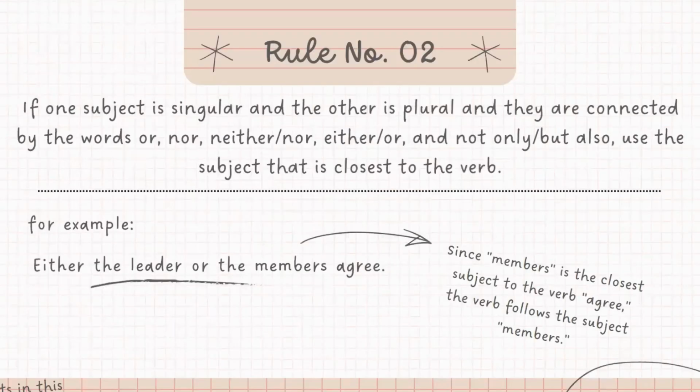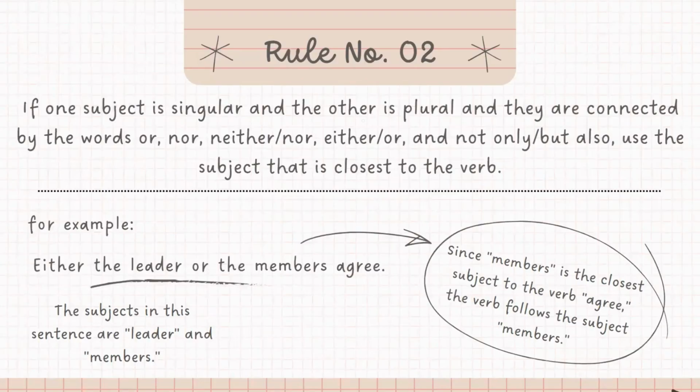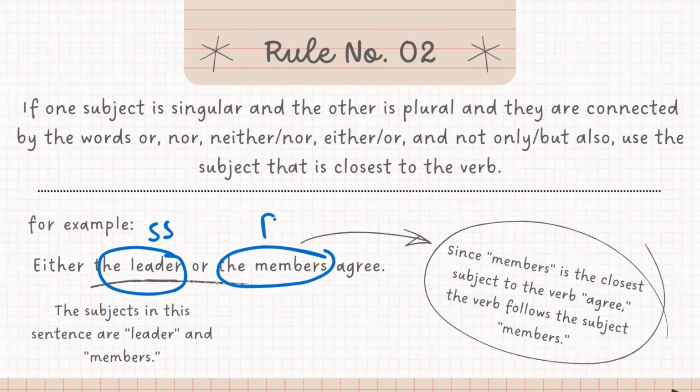Let's move on to rule number 2. If one subject is singular and the other subject is plural and they are connected by the words or, nor, neither nor, either or, and not only but also, use the subject that is closest to the verb. For example, either the leader or the members agree. Here I'm having leader, which is a singular subject, or the members, which is a plural subject. Well, I will be choosing the members because it is closest to my verb agree. Since members is the closest subject to the verb agree, the verb follows the subject members.